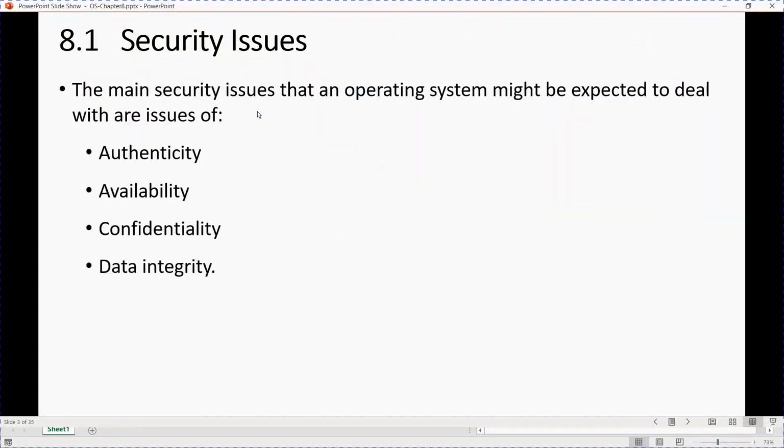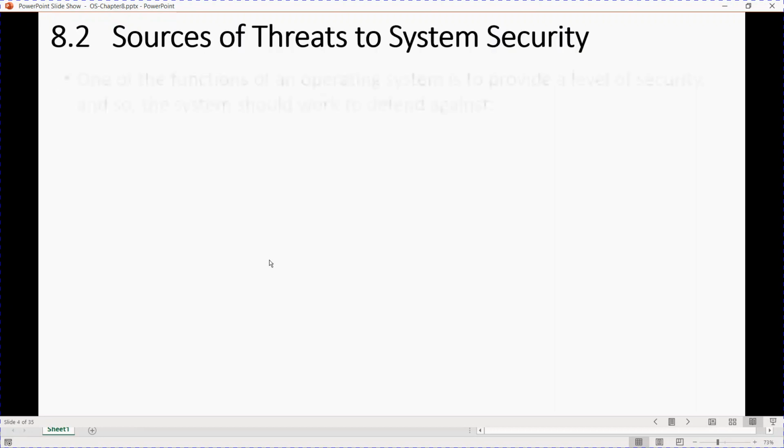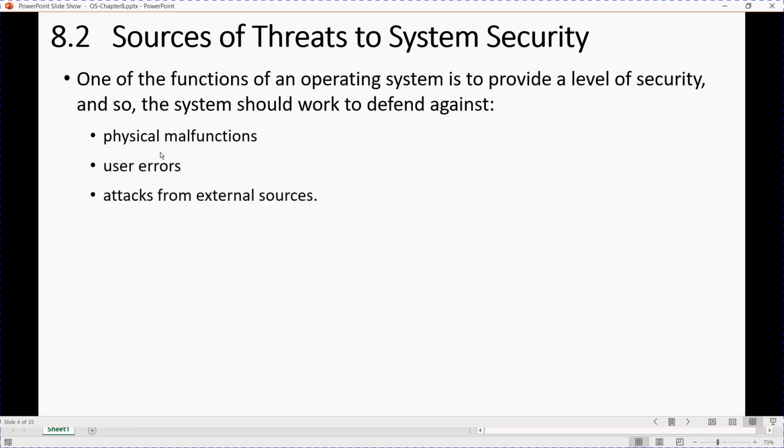The main security issues that an operating system might deal with are authenticity, availability, confidentiality, and data integrity. One of the functions of the operating system is to provide a level of security, and the system then has to defend against physical malfunctions, user errors, and attacks from external sources.